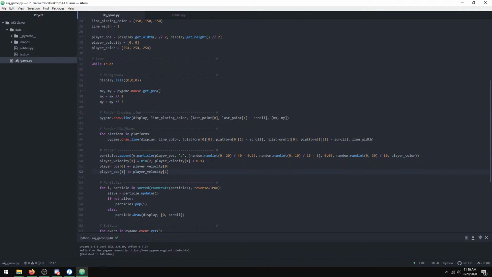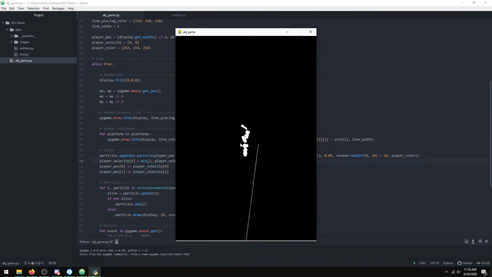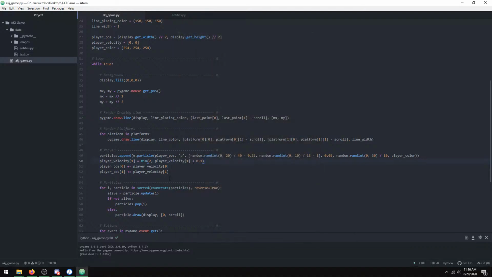Hello. Do I make Android games now? And I can see it falling. So it's going to need to fall faster than that. So I'm going to increase the limits here. I'm going to say 3.5. That should be fine.